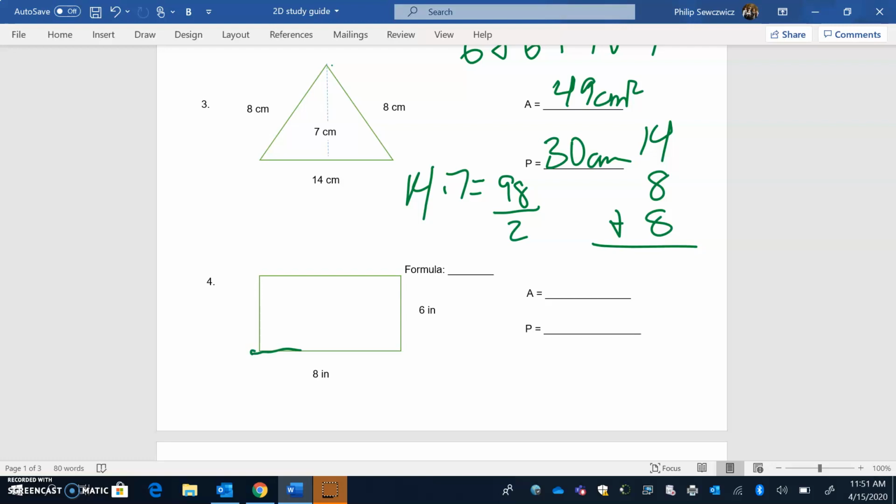Question number 4, rectangle. All right, here we go. We can see how wide it is. We can see how tall it is. So yes, 8 times 6. Oh, feels good to get back to basics there. All right, it's 48 inches squared.